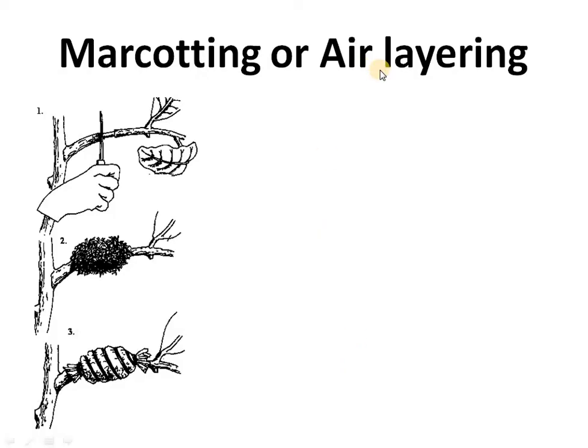This is marcotting or layering, air layering. It is similar to layering, but it is called air layering for a reason that you don't lower down the shoot into the soil. Instead, what you do is you wound the shoot, and then you wrap it with the husk or any soft spongy material which is soaked in water. Then you wrap it and let the roots grow into this shoot. Once the roots are formed, the shoot would be cut from the parent plant and will be placed into a separate pot or separate soil place.